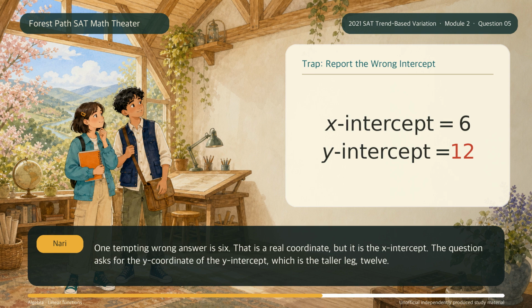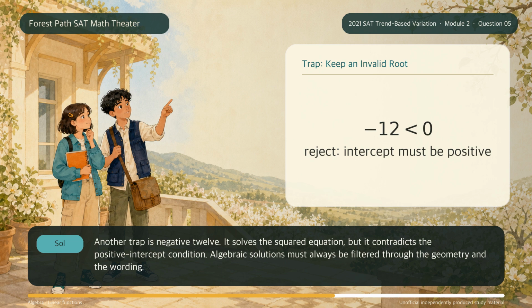One tempting wrong answer is 6. That is a real coordinate, but it is the x-intercept. The question asks for the y-coordinate of the y-intercept, which is the taller leg, 12. Another trap is -12. It solves the squared equation, but it contradicts the positive intercept condition. Algebraic solutions must always be filtered through the geometry and the wording.